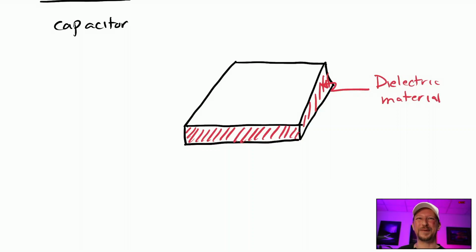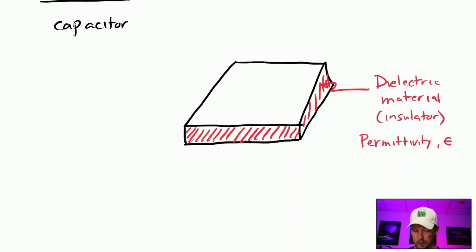Now, dielectric is just a very, very fancy way of saying an insulator, right? So the basic idea is that with the insulating material, you cannot have charges that are passing from the top plate through the insulating material down to the bottom. So this is an insulator. Now, the insulator itself is characterized by one parameter called the permittivity. And for the insulator, this is usually denoted with the Greek letter epsilon.